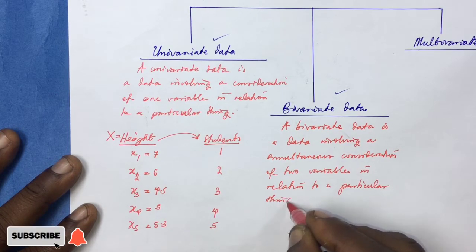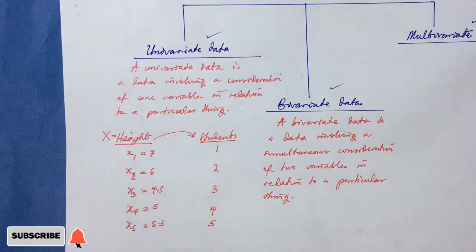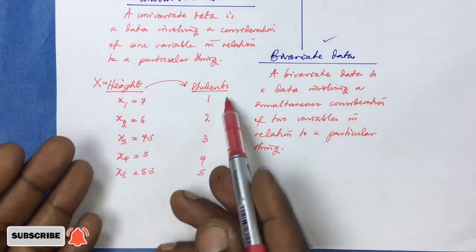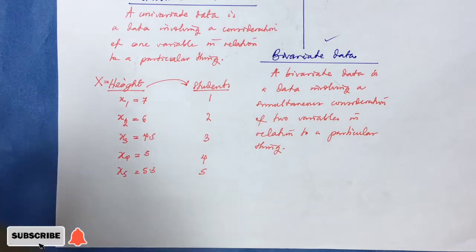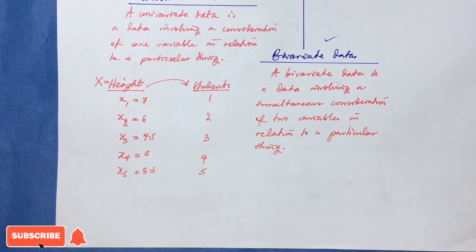So in a univariate case, we considered one variable in relation to a particular thing. Take note, it is just the same thing as taking the scores of students in mathematics. In this case, the scores may be my x, the variables will be the values of their mathematics scores. You could have for 5 students 5 different scores, and that data will be a univariate data because we are considering just one variable, in this case mathematics scores, in relation to students.